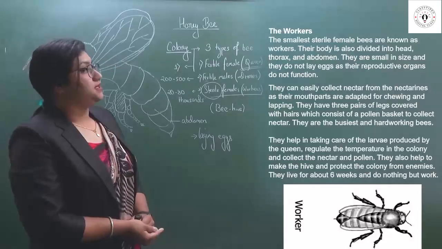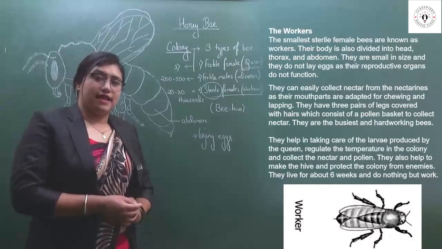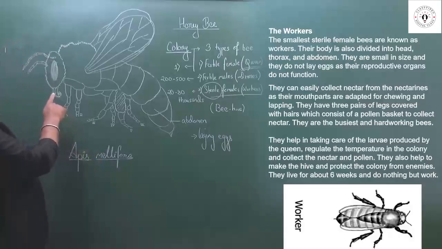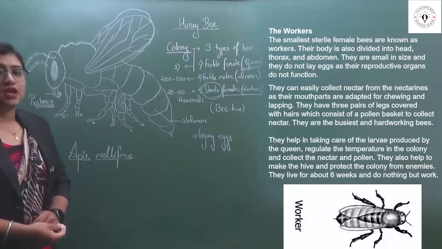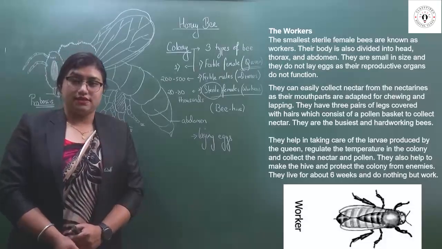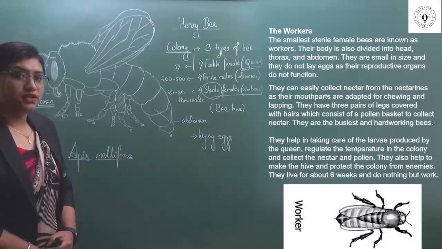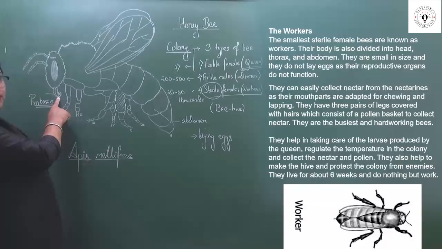Here, they can easily collect the nectar from the nectaries as their mouth parts are adapted for chewing and lapping type. Previously, we discussed the proboscis, or the feeding portion. Here, the proboscis is the mouth part. It is all adapted for chewing and lapping type. So in this case, they will just collect the pollen and nectar, and when it is not in use, this proboscis is always in a bent format. And if it is to be taken out, it will come out in this extended form.